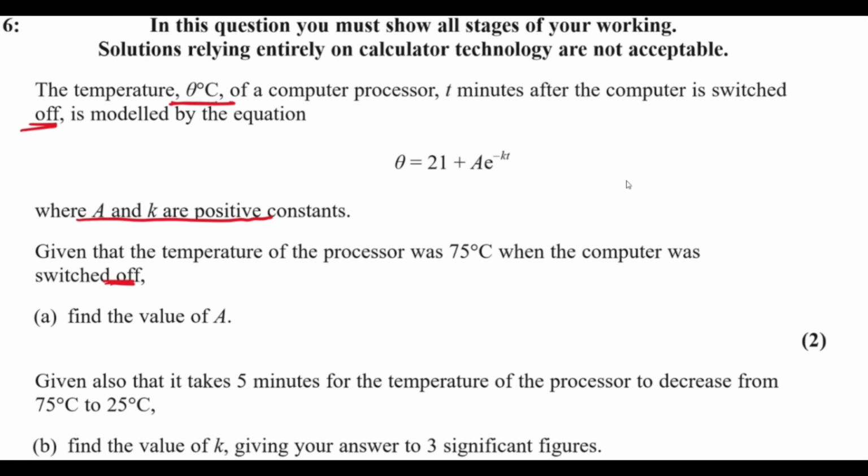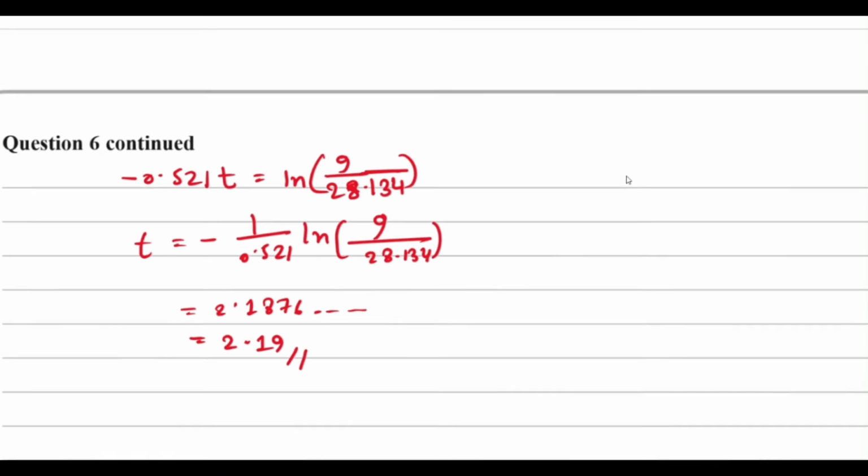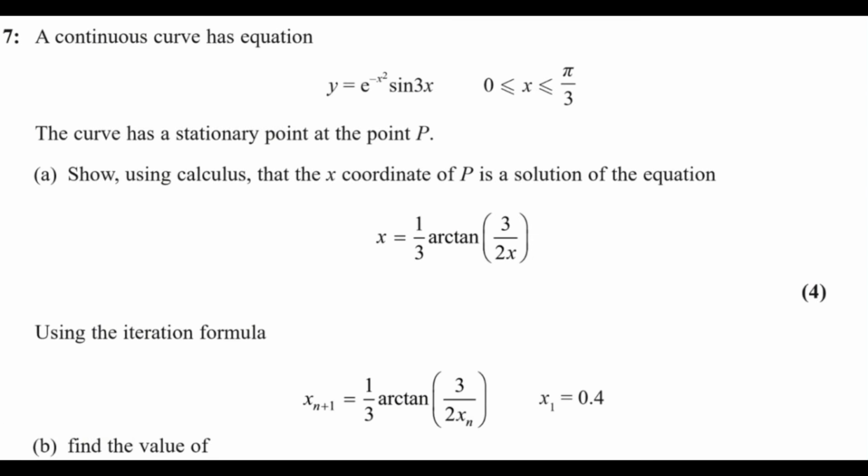Now this concludes our question number 6. We can now move on to question number 7. So in question number 7, we can see that we are given an equation of a continuous curve. The equation is y equals e to the power of minus x squared into sine 3x, and the domain for this equation is also given.